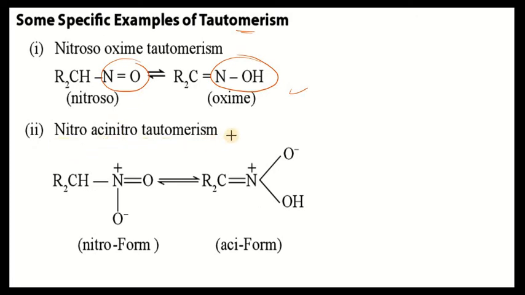Nitro, aci-nitro tautomerism. This is nitro. This is the aci-nitro form. This is the aci-nitro form. Okay, observe here. Here, what is going here is the hydrogen.